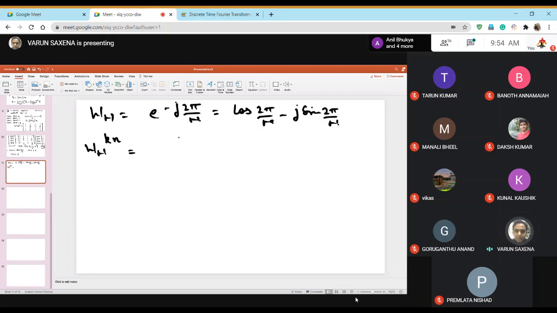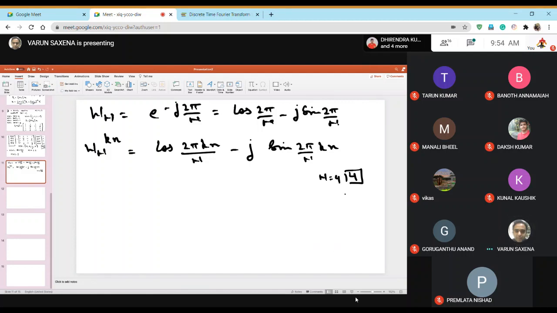That will be simply cos of 2 pi kn by N, since kn gets added to the exponent, minus j sine of 2 pi kn by N, right? Now, if I say that the length of the sequence is 4, if capital N is 4, then you know that k will vary from 0 to 3, and n will also vary from 0 to 3.